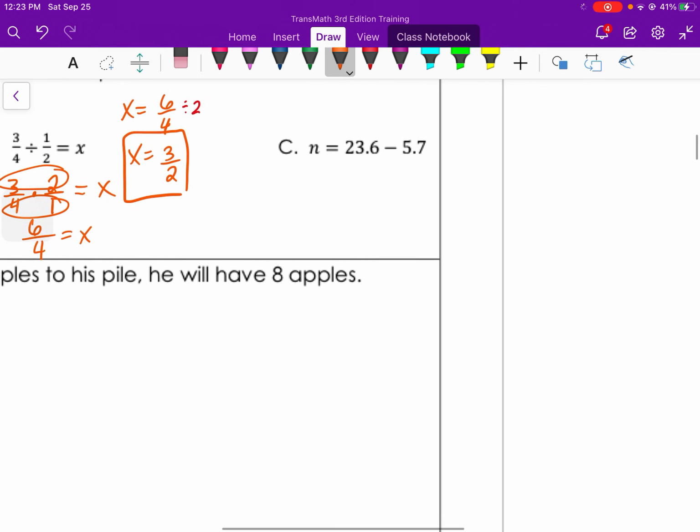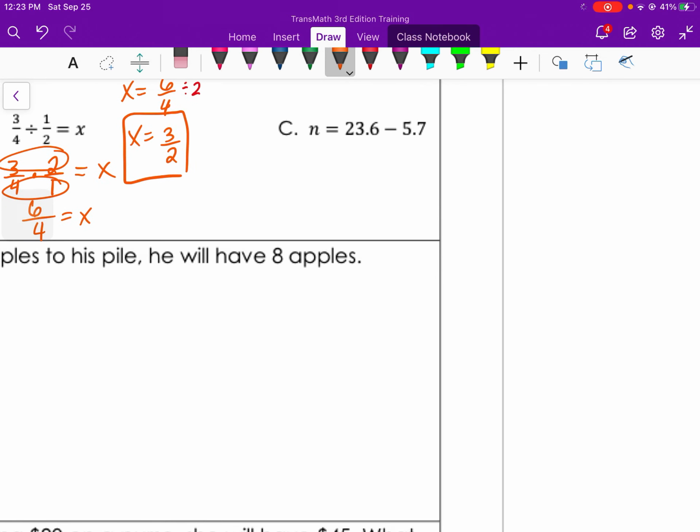All right, last one, n equals 23.6 minus 5.7. To do this one, I'm going to line up my decimal, so 23.6 and 5.7, and subtract. I will need to borrow to make this a 16, borrow from the 3, then 16 minus 7 is 9, and then I need to borrow again to make this a 12, 12 minus 5 is 7, and then 1 minus 0 is 1. So here I get n equals 17.9.